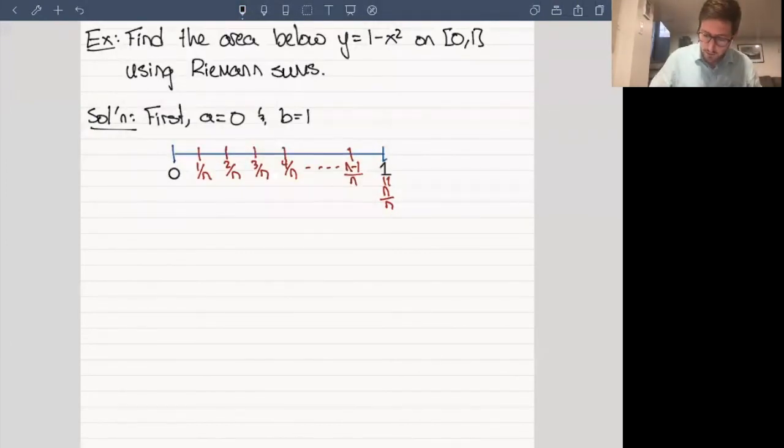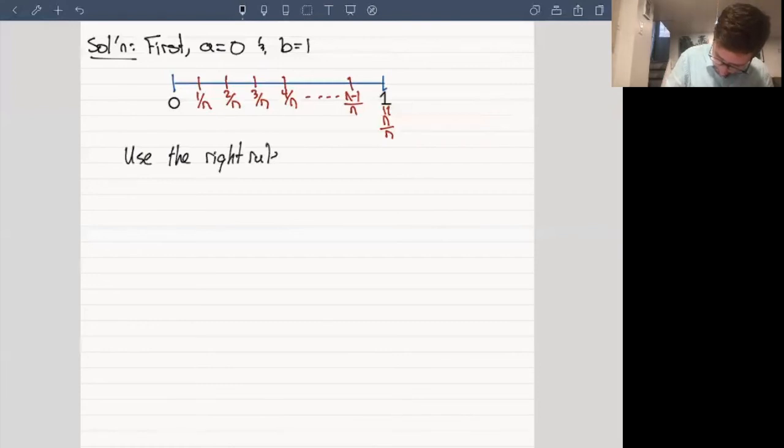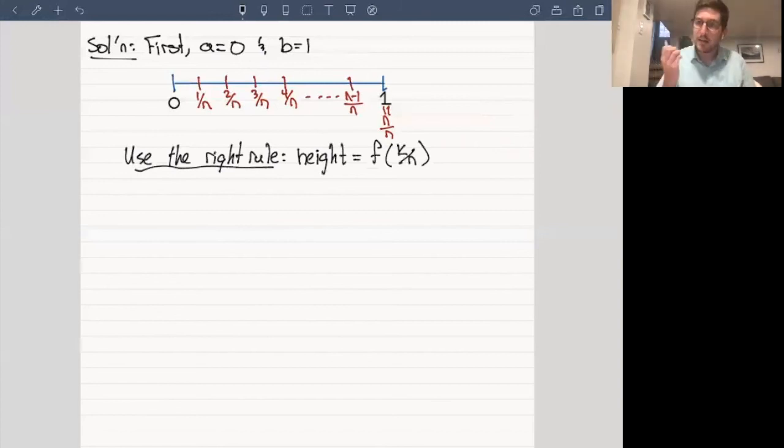Now, we're going to calculate this Riemann sum using the right rectangle rule. So use the right rule, so that the height will be equal to f at k over n. So the k comes from the kth subinterval. You can see that the right endpoint of each interval is given by 1 over n, 2 over n, 3 over n. So in this case, k is going to count from 1 all the way up to n, where your final endpoint is given at 1.